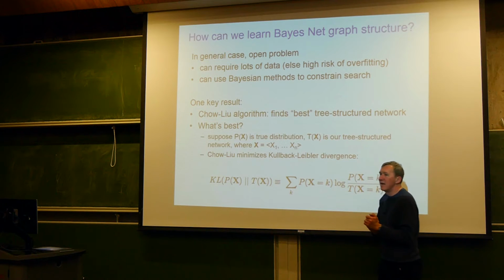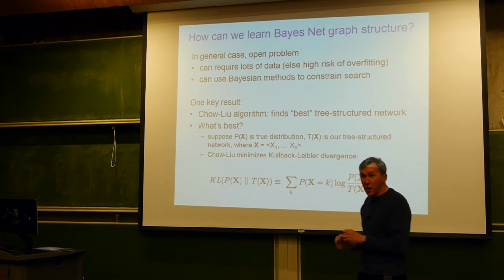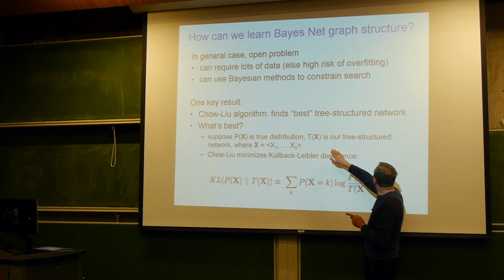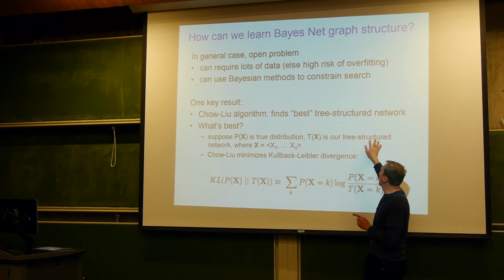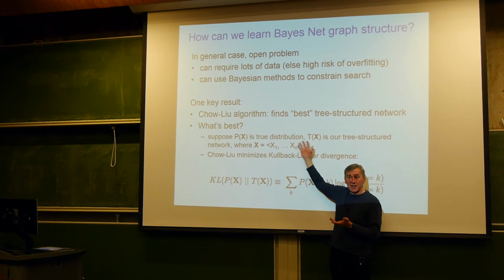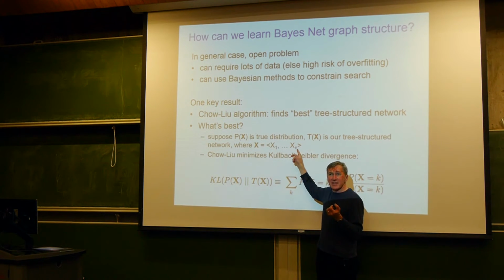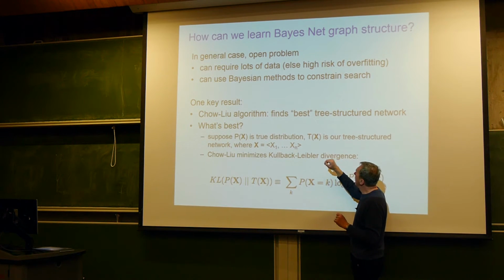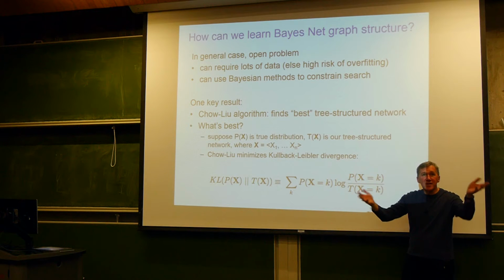Just to clarify, this is a polynomial time algorithm, right? In general, we can do exhaustive search, but this is a polynomial time algorithm in this case. This is an n squared algorithm, in fact. Suppose T of x is the distribution defined by a tree-structured network, and P of x is the true distribution on my set of random variables. So I have a set of random variables, x1 through xn. I don't know the graph for the Bayes net. Suppose the true distribution is P of x, and I have a tree-structured network with parameters estimated for it.